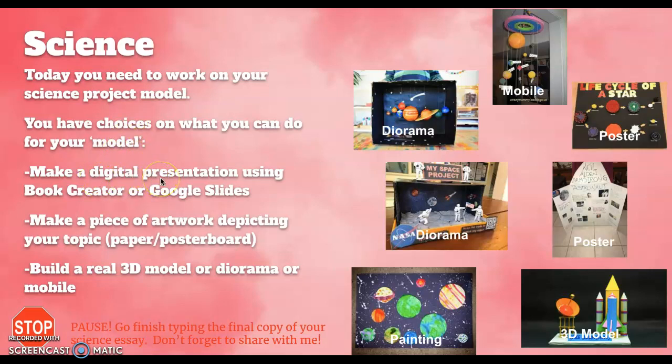You can make a digital presentation using Book Creator or Google Slides. You can make a piece of artwork depicting your topic. Like here that we've got a painting, or we've got some examples of posters. Or you can build a real 3D model or diorama. Dioramas are usually built with a shoebox. Okay, right now would be a good time to pause this video, go ahead and work on that model, and come back to this video when you are done.